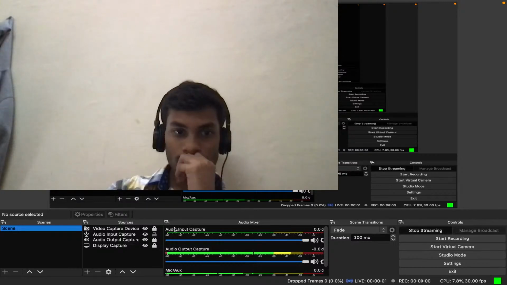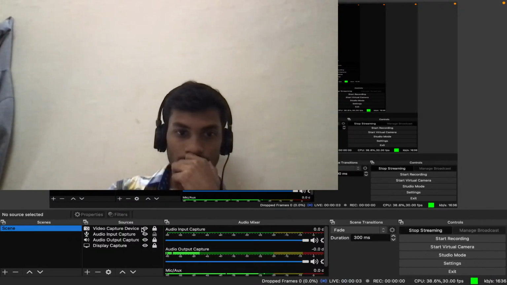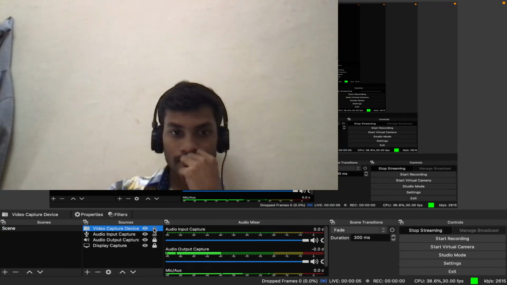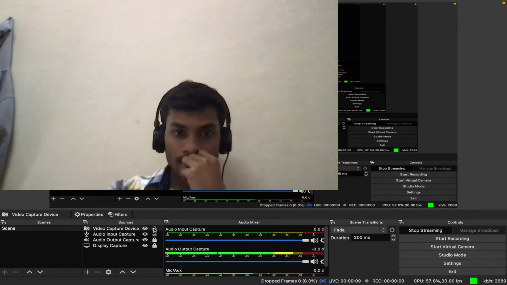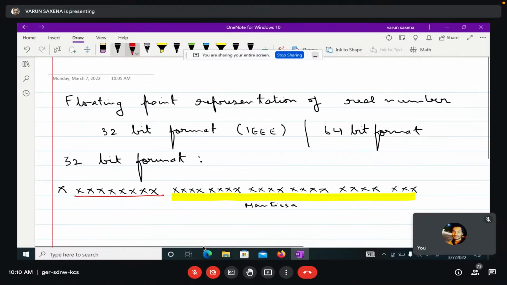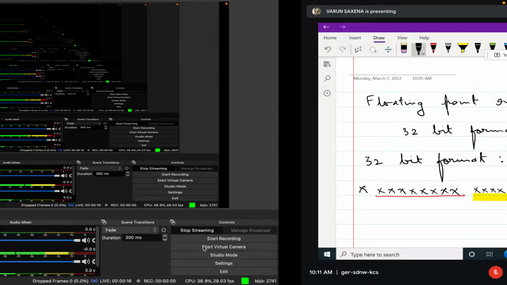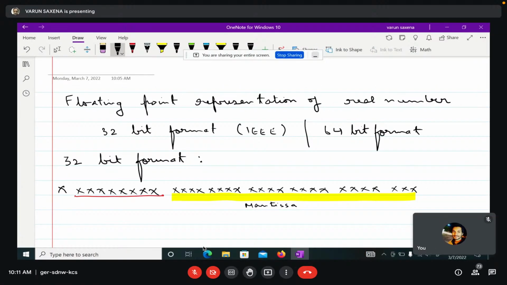is called as Mantissa. Okay. Then these bits here represent what is called a biased exponent. I'll tell you what I mean by biased. It is called as biased exponent.